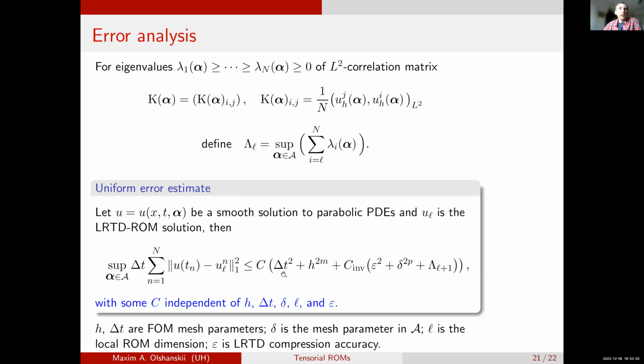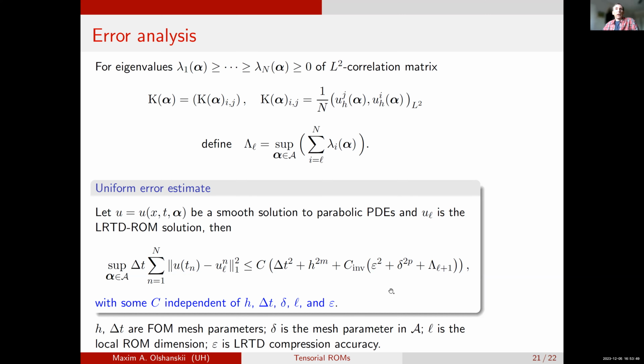So in the estimate, we have, okay, these are our familiar parameters, delta t, mesh size, and now I have these parameters from the model reduction. It is how accurate my low rank tensor decomposition is, how fine is my mesh in the parameter domain, and what is the order of interpolation, and this constant, which is usually very small with respect to all other parameters. It's where I truncate in my alpha specific space.